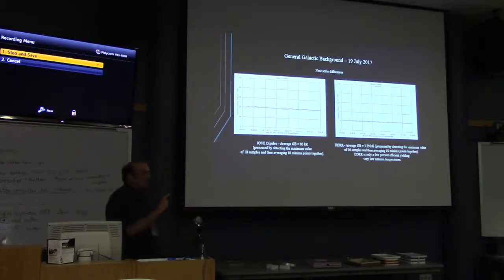We processed this chart. Both these charts were processed the same. We took a bin of 10 and searched for the lowest point. That removed any lightning spikes because this was done in July during the summer, when we get lightning storms. So in order to drop out all the lightning interference, I did a bin of 10 looking for the lowest point, and then I did a bin of 10 averaging. So that gave us a nice flat. Did the same with the DDRR. And here's the galactic background with it, 3.39 kilokelvin. Same processing on both of them.